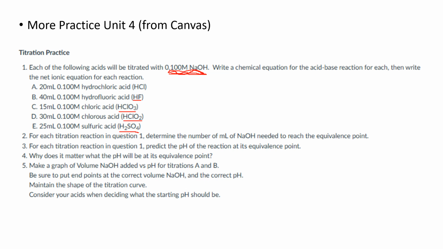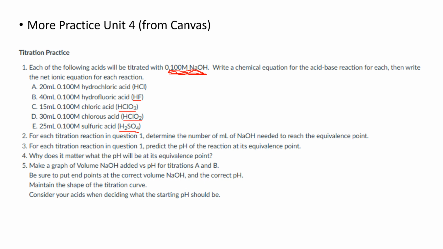0.1 molar NaOH, and all of our acids over here are 0.1 molar. All of them are 0.1 molar. This means that it will be a 1-to-1 relationship. Now, if we didn't have those exact same molarities, we would use M1V1 equals M2V2, and we would solve it. But because they are the same molarity, the molarity will always cancel, and our V2 will equal our V1. So for part A, we're going to need 20 milliliters of sodium hydroxide to neutralize. For part B, we're going to need 40. For part C, 15, D, 30, and E, 25.